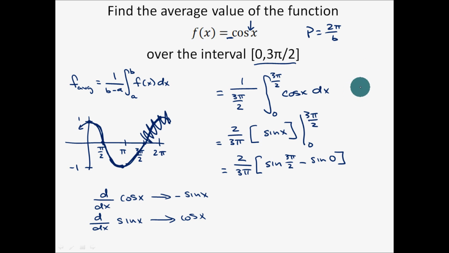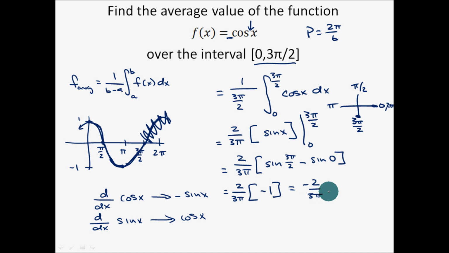And let's do some quick trig review. Remember, on the unit circle we have 0, pi over 2, pi, 3 pi over 2, and then back to 2 pi, right? Okay, so 3 pi over 2 is down here. So we want the y-coordinate. Remember, sine is the y-coordinate. The y-coordinate here, that's going to be -1. So sine of 3 pi over 2 is -1. And then sine of 0. 0 is right here. What's the y-coordinate there? 0. Okay, so our final answer is going to be -2 over 3 pi.